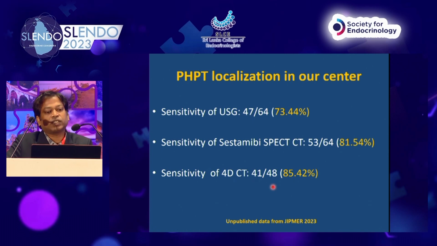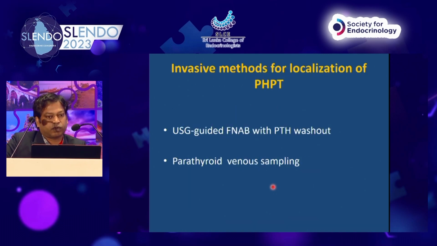This is a small retrospective analysis from our center. Here we compared ultrasound with systemic MIBI SPECT and with 4D CT. Compared to ultrasound, both SPECT, systemic MIBI SPECT and 4D CT have similar, better sensitivity, but there is no difference between them. So 4D CT and MIBI SPECT have almost equal sensitivity, but definitely better than ultrasound.